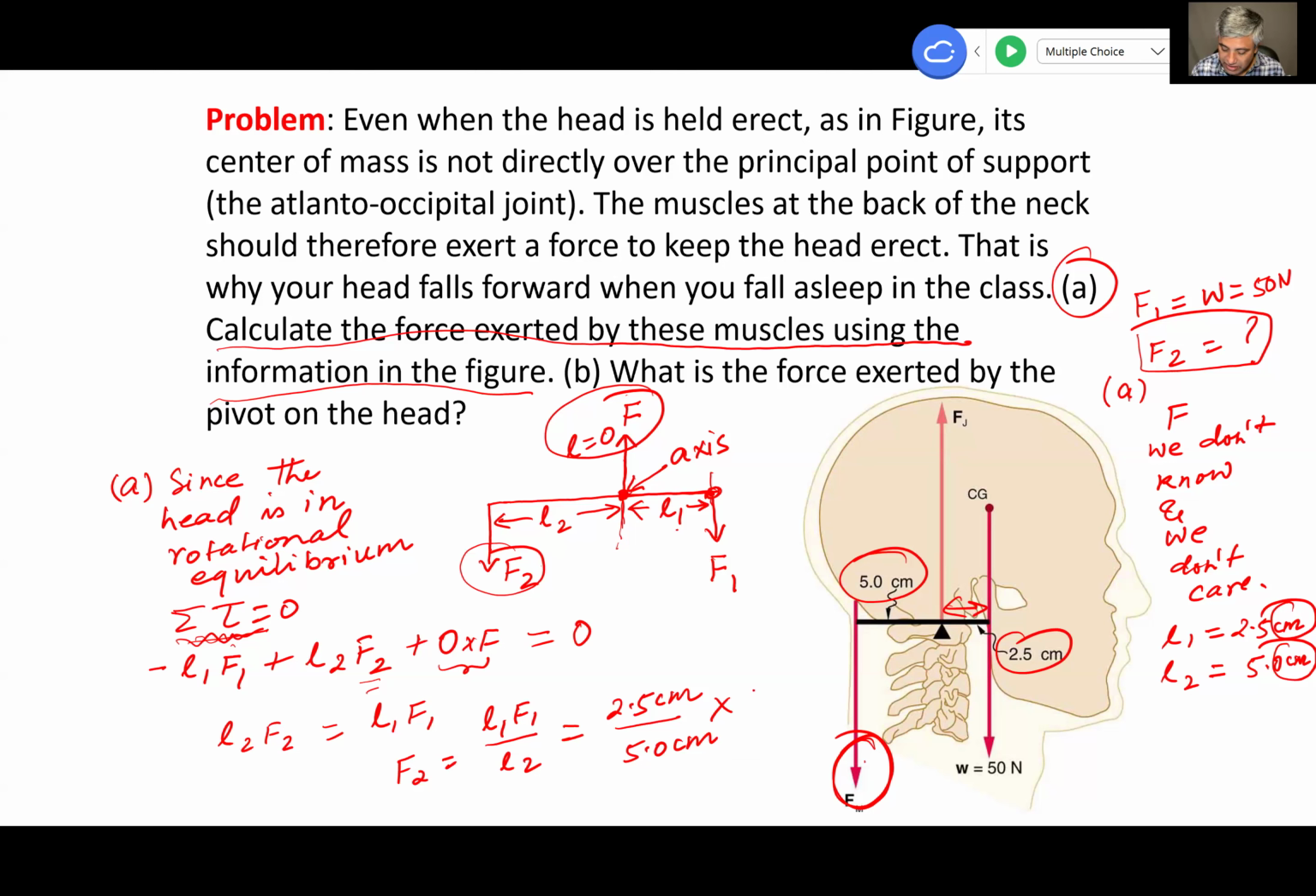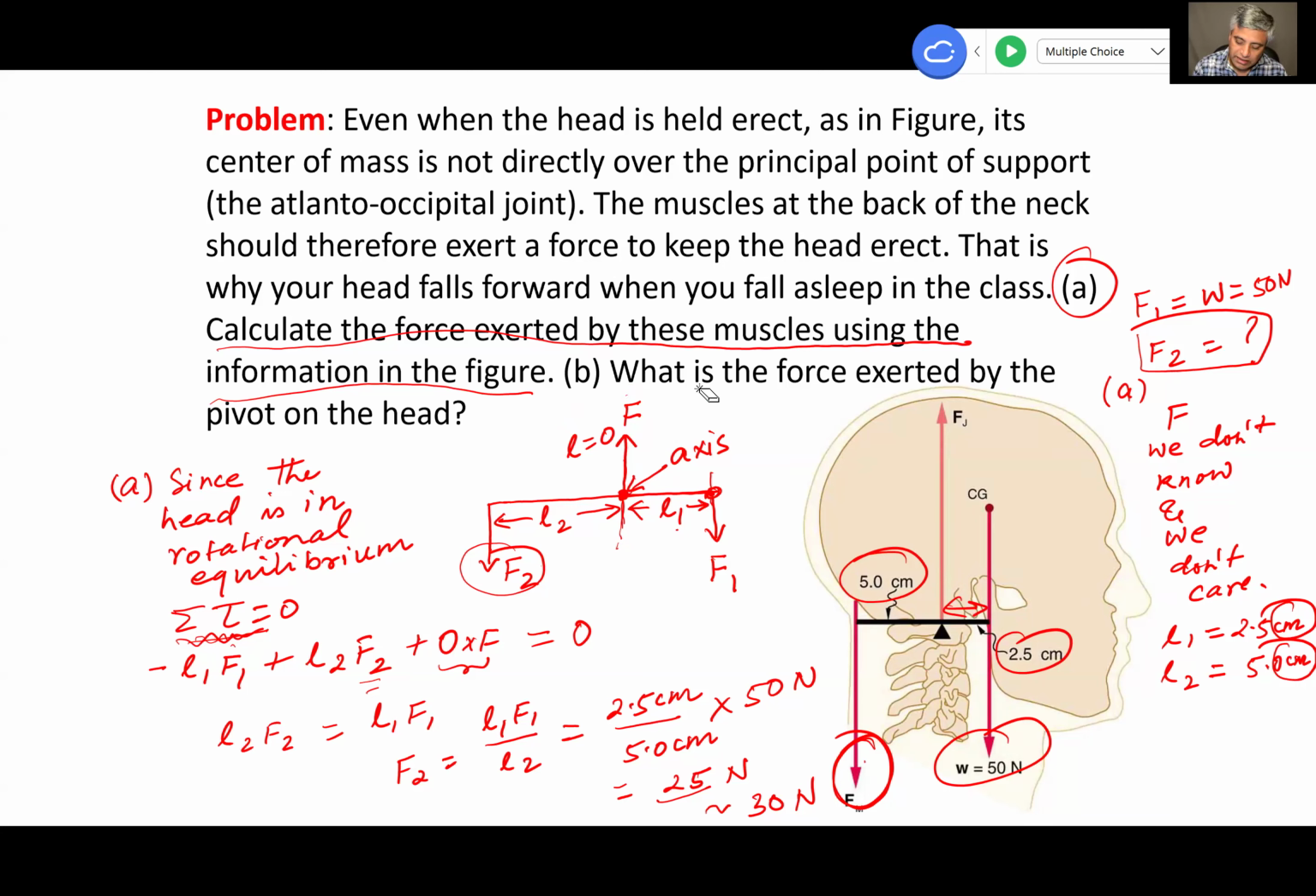So with that, it is 2.5 centimeter divided by 5.0 centimeter times F1, which is 50 Newton. So this is half of 50, which is 25 Newton. Looking at this, it is 1 sig fig, so after rounding it is going to be 30 Newton. But we know that in 2 sig fig it is 25 Newton, so if we need this for further calculation, we can use 25 Newton. Okay, so that's part A.